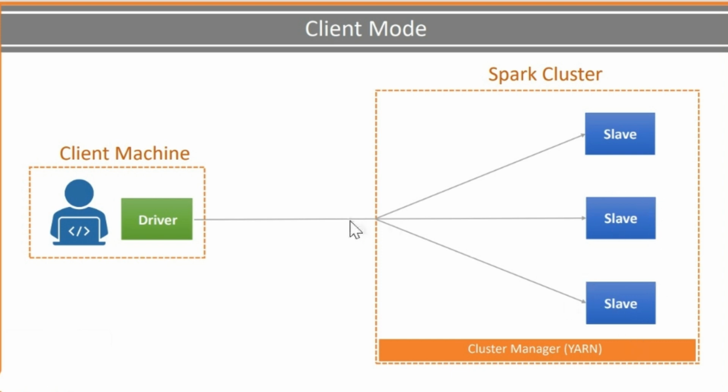Coming to this, in this client mode, the Spark driver process runs locally at your client machine. However, the driver still connects to the cluster manager and starts all the executors on the cluster. Here, starting all the executors means starting all the slaves on the cluster.